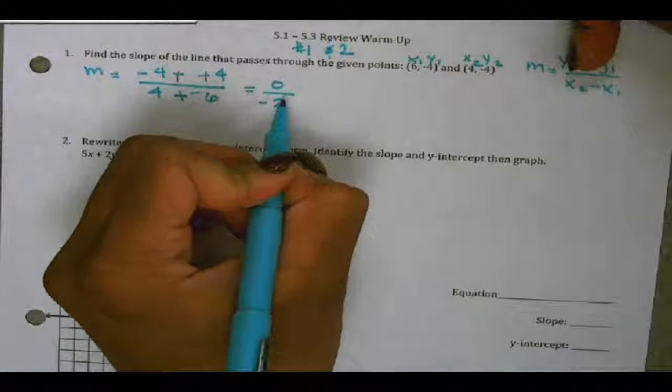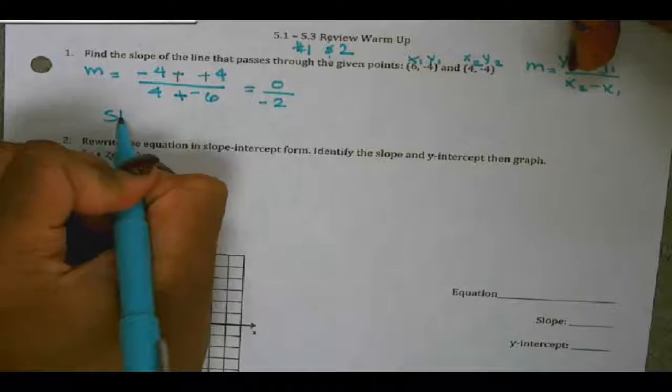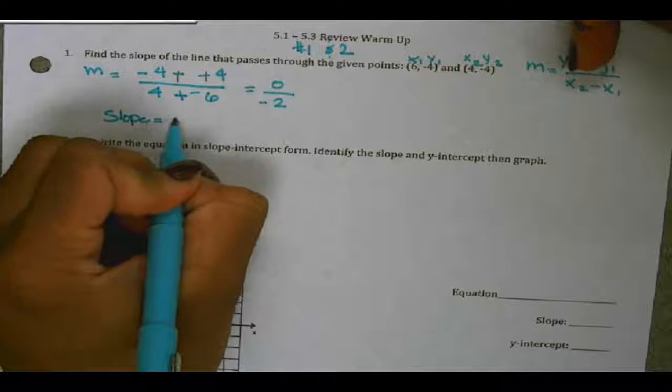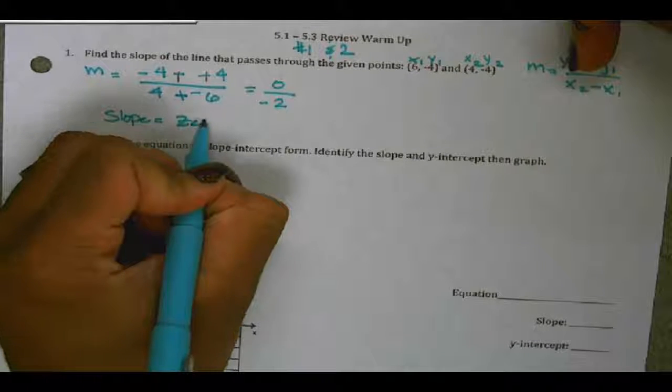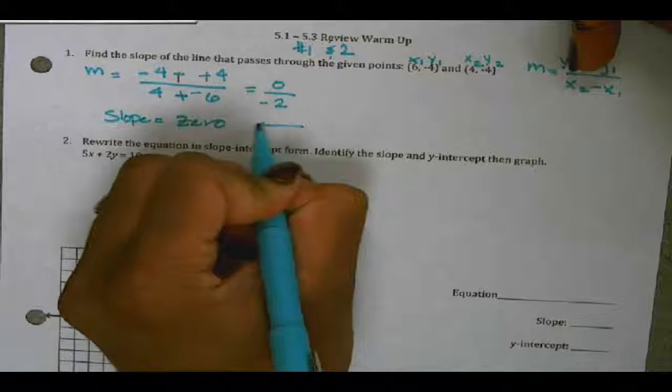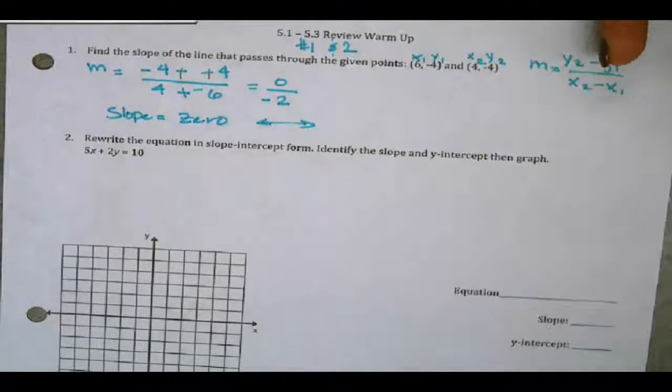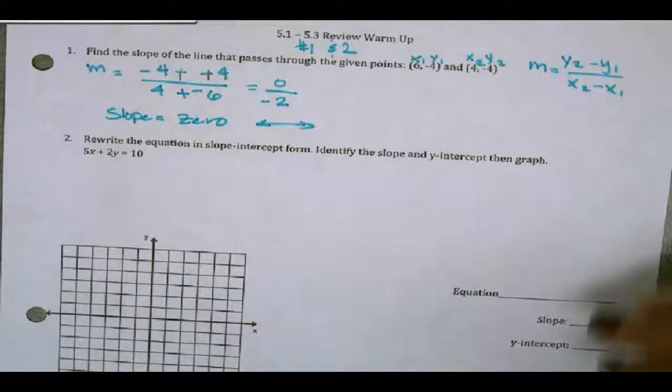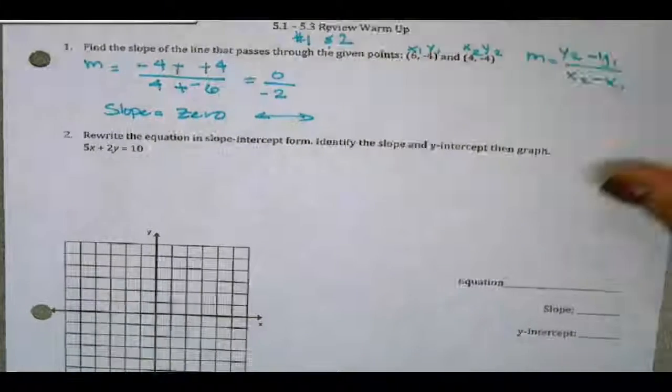Whenever I have 0 in the numerator, that means that my slope is going to be 0. So if this was a line, it would look like that. It'd be a nice horizontal line for you. 0 slope for that one. This is 0 fun, if you remember slope, dude.